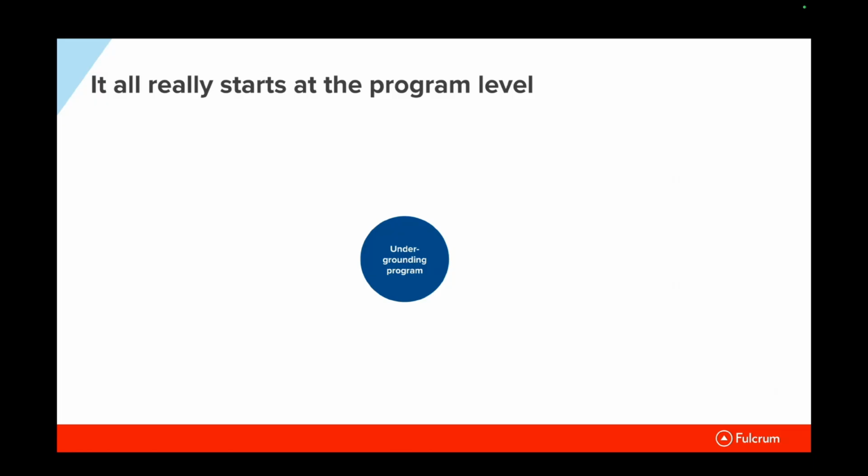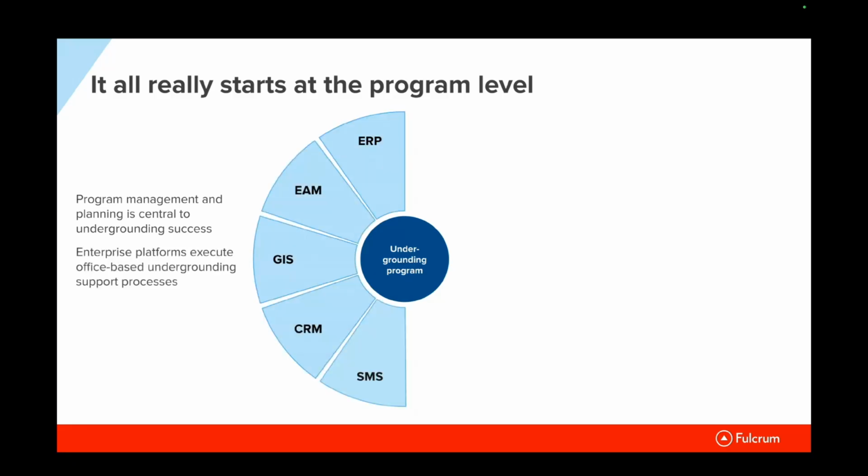So if we're dealing with something like undergrounding, for example, we will see the planners and the program management organization ensure the success of undergrounding. They're going to say, here's what our requirements are, here's the kind of support I'm going to need, here's the way that I'm going to manage assets for undergrounding. They're going to call on the various enterprise platforms to execute the functions that those enterprise platforms are designed for in order to support undergrounding. So I've just taken your little boxes and I've made them into wedges, but it's the same idea. All of these people are oriented to helping the undergrounding program.